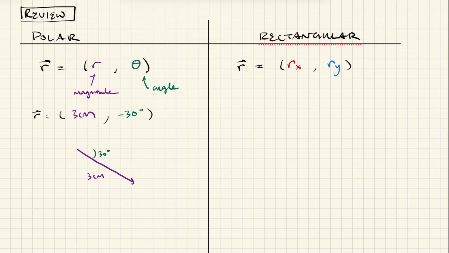I know we also glossed over this in the last video, but a negative angle just means clockwise. The usual convention is that a positive value for the angle means counterclockwise from the x-axis, and so negative angles are just going the other direction.